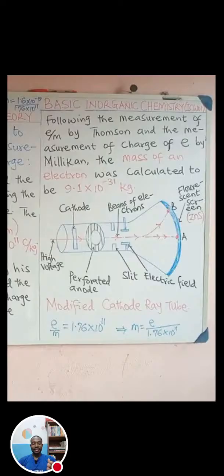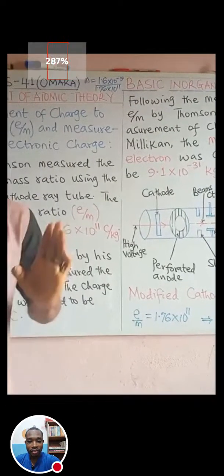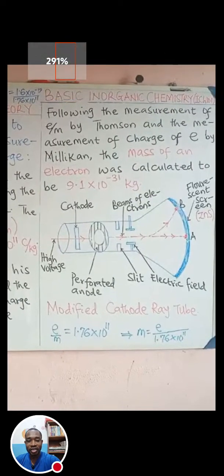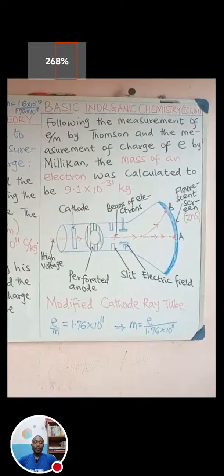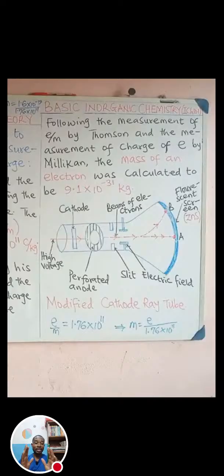R.A. Millikan measured the magnitude of the charge of an electron, that value of the charge of an electron, which you know to be 1.6 times 10 to the power of minus 19 coulomb. It was R.A. Millikan that measured that. And he made use of the oil drop experiment. That was the experiment he used to measure the magnitude of the charge of an electron.